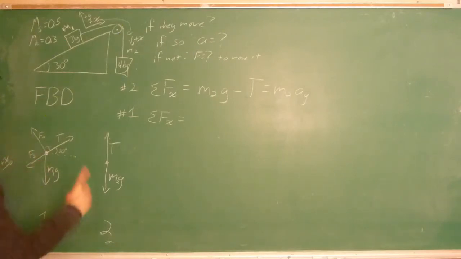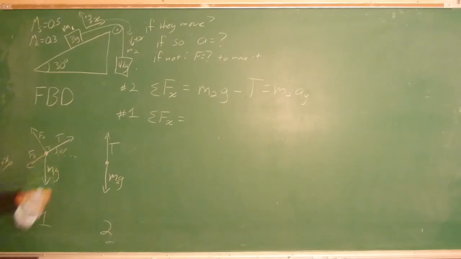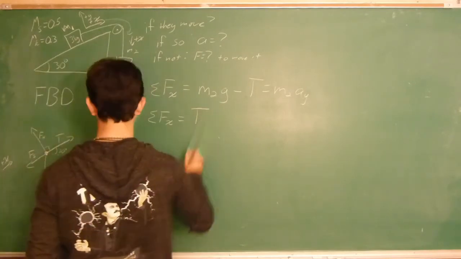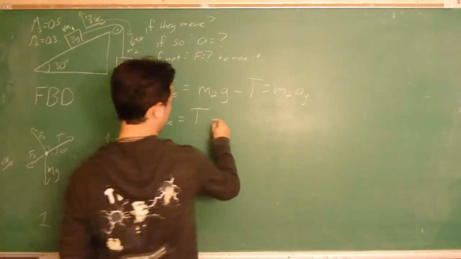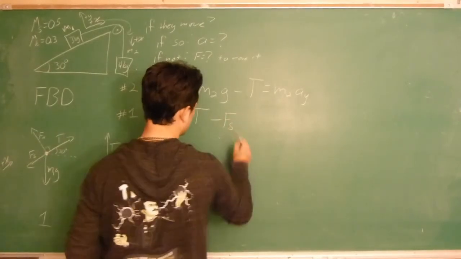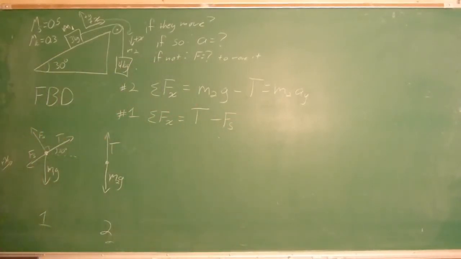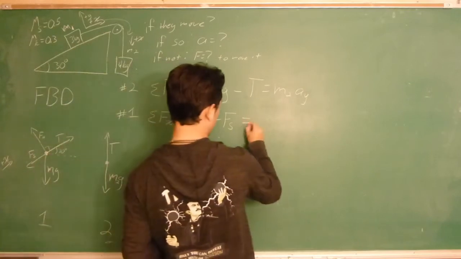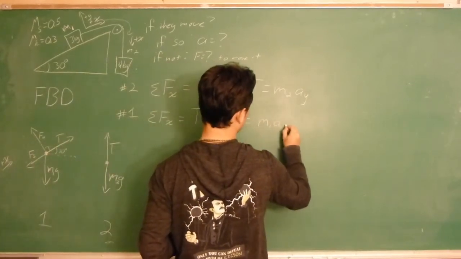The only thing that I have to split up is 1 vector. That saves me a lot of effort. I'm going to go with that. So, in the x direction, I've got in the positive x direction my tension, and in the negative x direction, I've got my force of static friction, or if this thing starts moving, that'll also be the force of kinetic friction. They'll just have slightly different numbers. Okay? And that's going to be equal to my mass 1 times my acceleration.